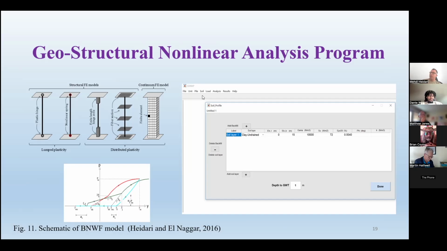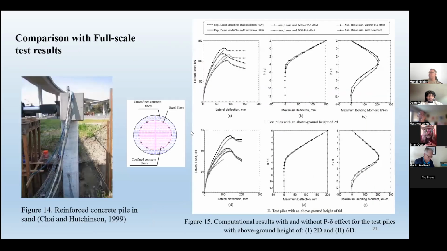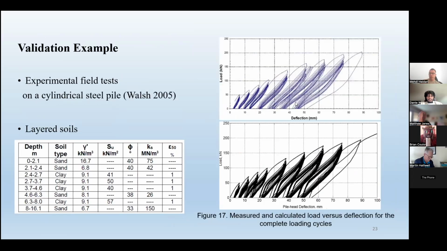Different types of piles, soils, and load can be modeled here, and this shows a difference between linear and nonlinear types of response. We did some validation with full-scale test results, nonlinear cyclic response. We can, as you can see, model different oval-shape or S-shape types of responses. And this is another validation we had with the tool.